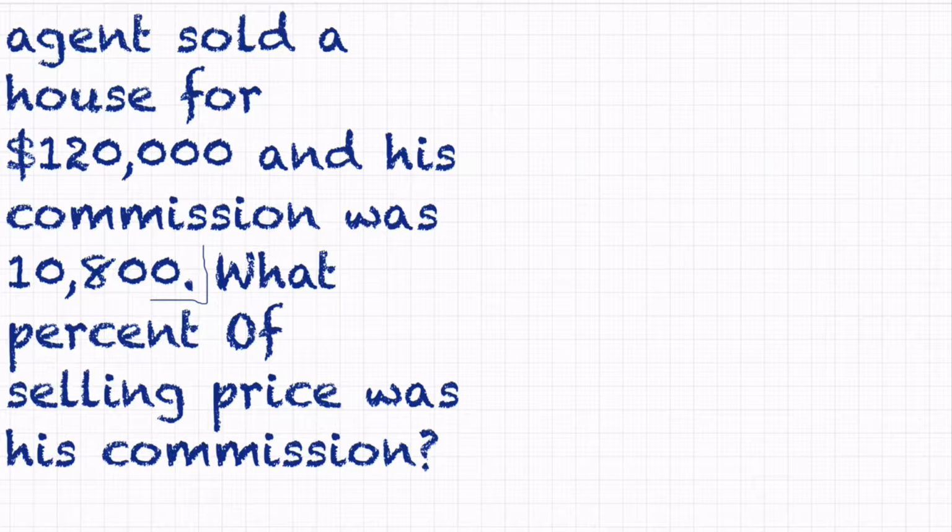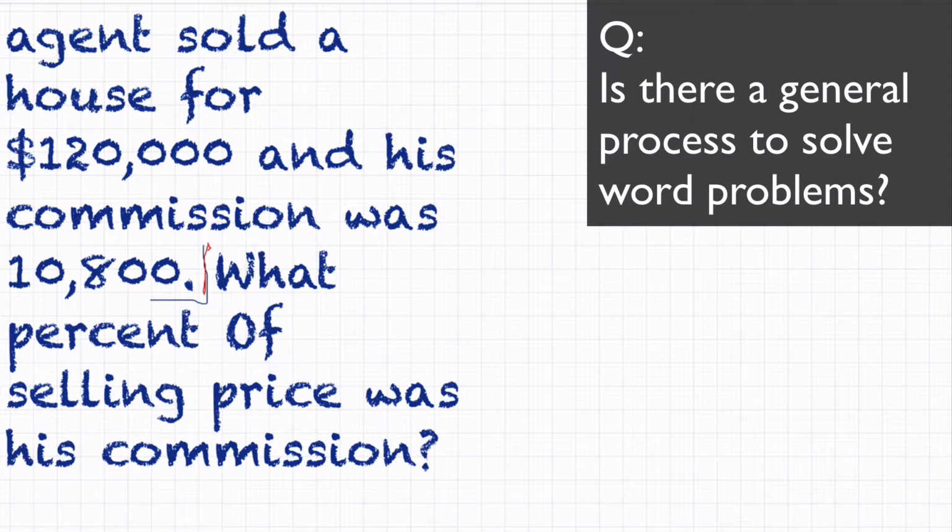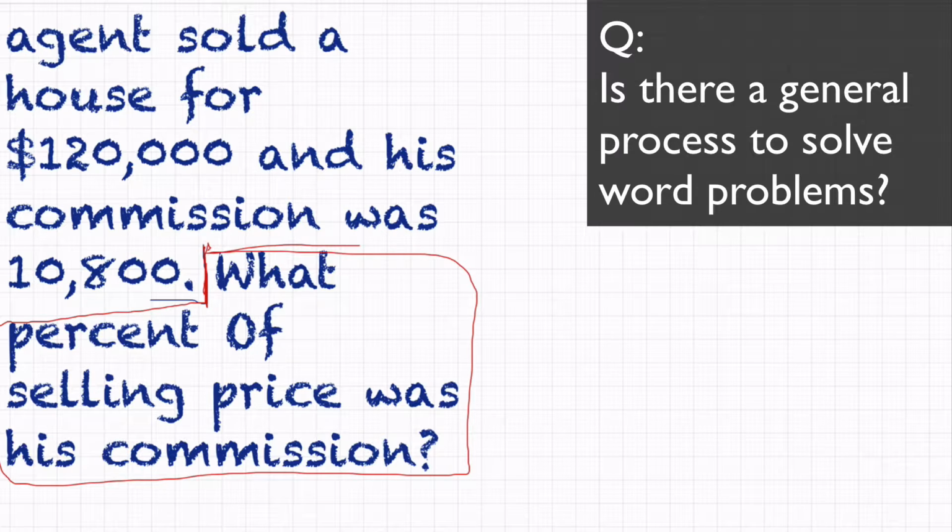Those pesky word problems. Listen to this. A real estate agent received a commission of $10,800 for selling our house at $120,000. We're asked to find what percentage of the selling price was his commission. Well, this week, let's do a Q&A section on how to solve word problems. This way, using a process, you can both save time and frustration.